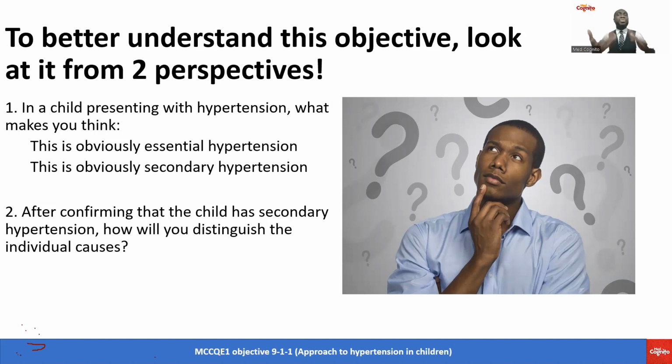Now, I need somebody to remind me. When we started the class, I said something unique about essential hypertension in pediatrics. Can somebody remind me about that? Essential hypertension in pediatrics. Which group of people are more likely to have essential hypertension? Very young children or adolescents? Adolescents. So greater than 10 years. So now let's get into it.